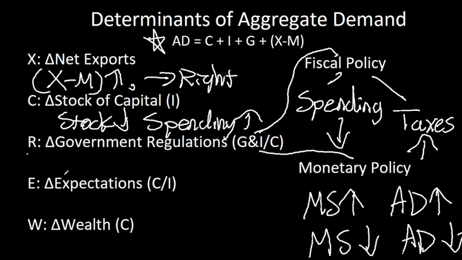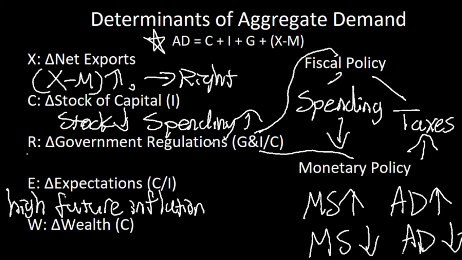So next we have a change in expectations, which falls into the category of consumer or investment spending. If consumers or businesses expect a high future inflation, they will buy more goods now, since goods will be more expensive in the future, so they'll be paying more in the future, and this will increase aggregate demand.